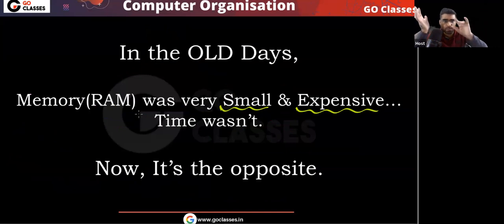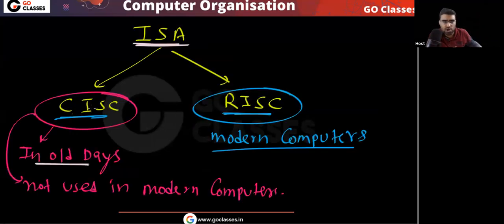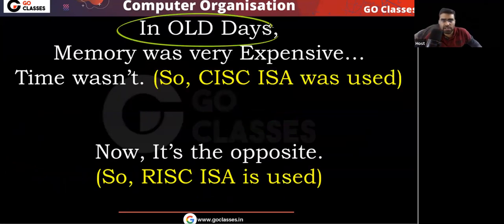The program that you are writing, let's assume you are an assembly language programmer. If you have only 5 MB RAM or maybe 1 MB RAM, then you will try to write a very small program. You will prefer a very small program. That is the idea of CISC. CISC focuses on the program being very small. You are the assembly language programmer, so your program must be very small. So you can see in the old days, memory was expensive, so CISC architecture was used.